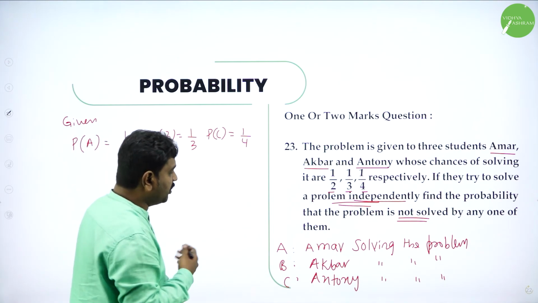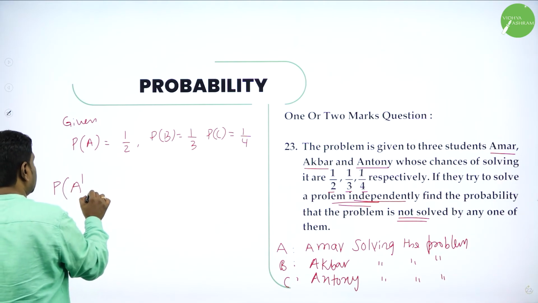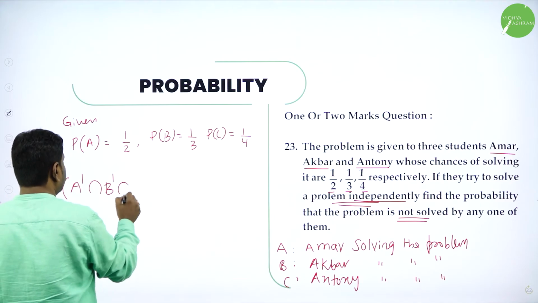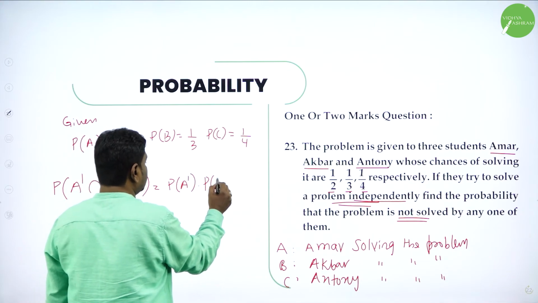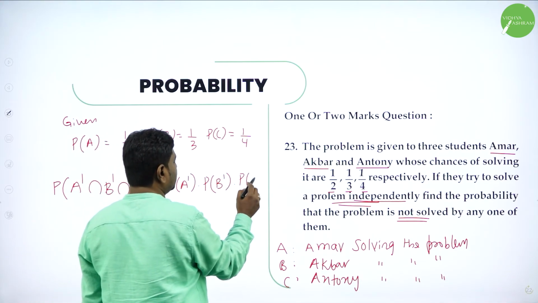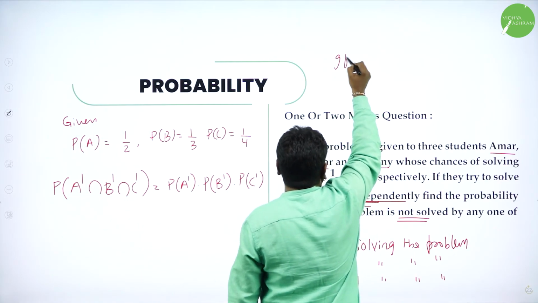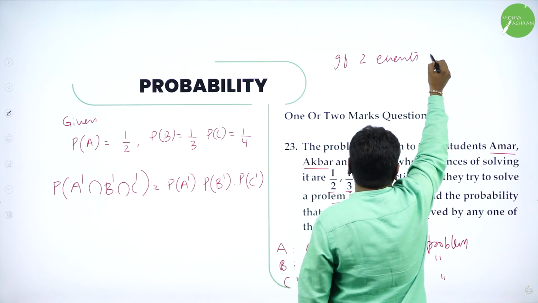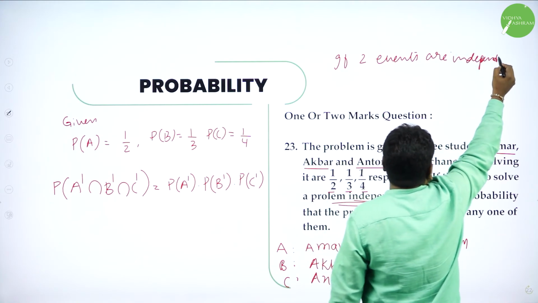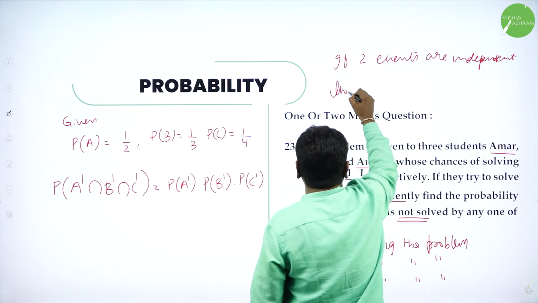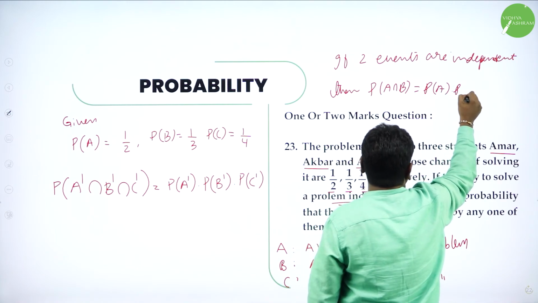They will solve independently. They are asking for the problem not being solved. Problem not solved means Amar not solving, A dash, Anthony not solving, B dash, and Akbar not solving, and they are independent. Independent means P of A dash into P of B dash into P of C dash. If the events are independent, the intersection is the product. Very important note: if two events are independent, then P of A intersection B is the product, P of A into P of B.